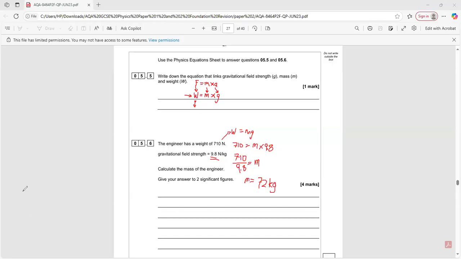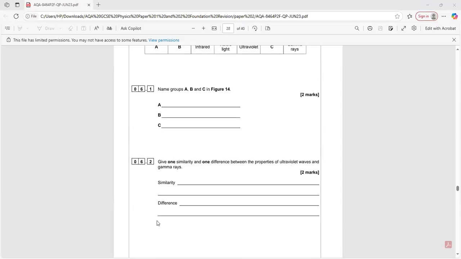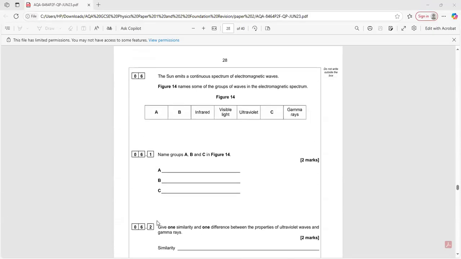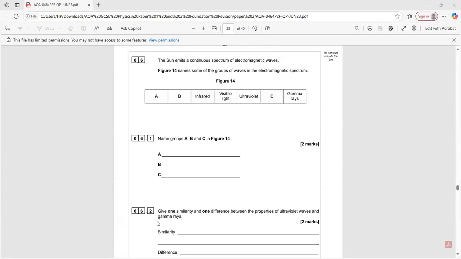Yes. Okay, so again, sorry, because of the permissions on this file, I can't save the annotations. They will be obstructing the other question as we scroll down. Okay, so we move. The next question says, the sun emits a continuous spectrum of electromagnetic waves.